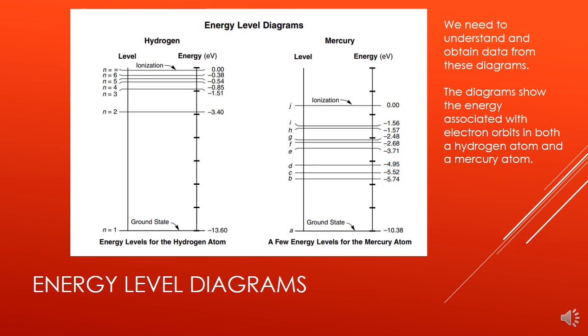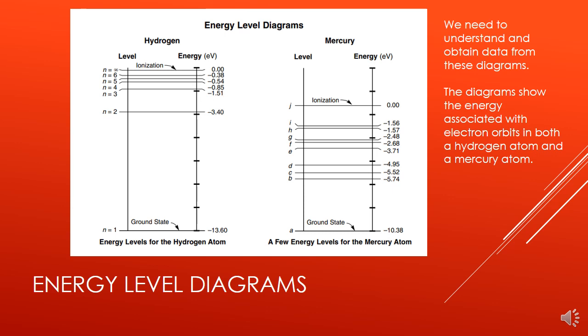So this graphic here is from the physics reference table. This is showing the energy levels of a hydrogen atom and the energy levels of a mercury atom. We need to understand and obtain data from these diagrams. The diagrams show the energy associated with electron orbits in both a hydrogen atom and a mercury atom. So looking at hydrogen, at the bottom we have n equals 1, that's the ground state, and that has negative 13.6 electron volts associated with it.